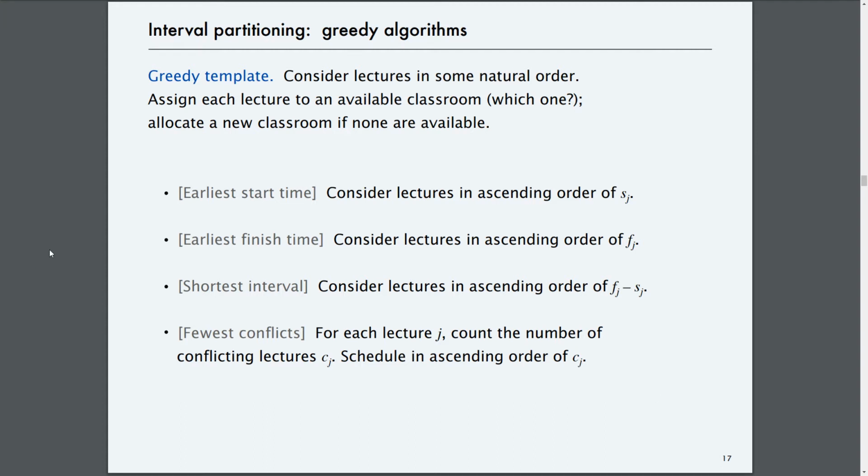Now again, let's think greedily. So consider them in a natural order, and if we must allocate a new classroom, we will. Otherwise, we will just assign it to one of the already created classrooms. So we have earliest start time, earliest finish time, shortest interval, and fewest conflicts.